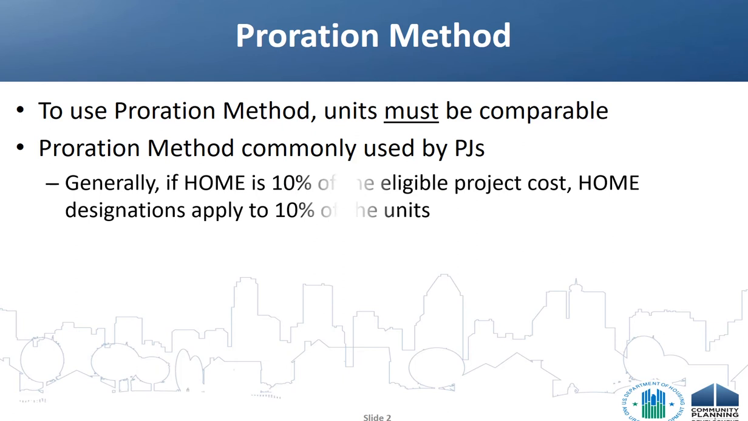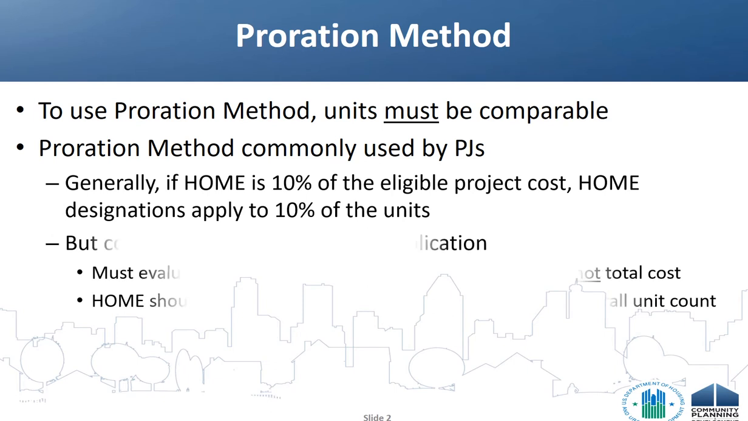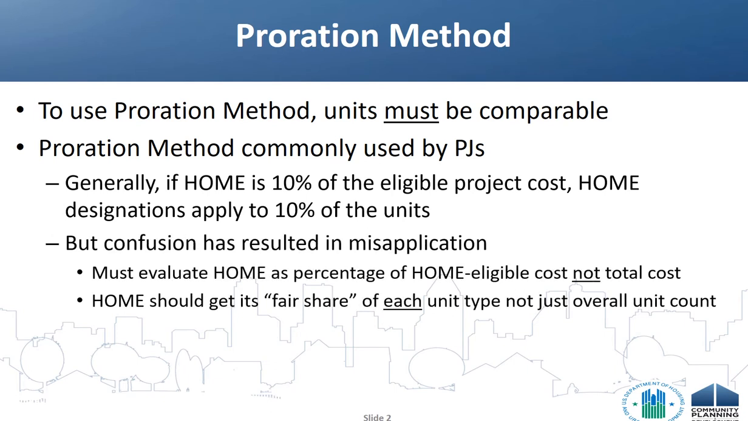In general, the idea behind proration is that if home represents 10% of the eligible cost in the project, then 10% of the units should be subject to home's affordability restrictions. It's a really straightforward concept, but as with many things, the devil can be in the details. There are many instances where PJs or their development partners have applied the proration approach improperly.